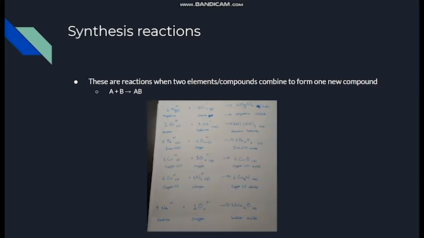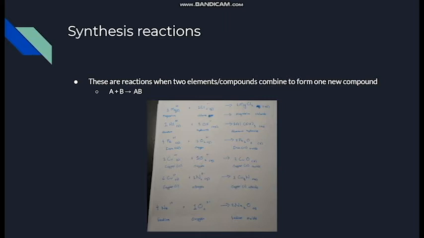Synthesis reactions are reactions when 2 or more elements or compounds combine to form one new compound. The general structure is element A or compound A plus element B or compound B combined to form compound AB. All the examples that I showed you in the previous slides are examples of synthesis reactions. So element A, magnesium, plus element B, chlorine, combined to form compound AB, magnesium chloride.